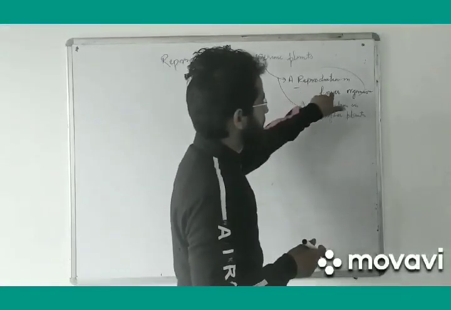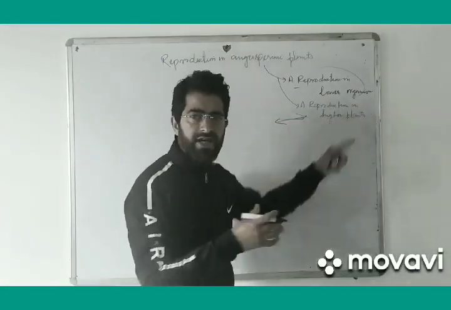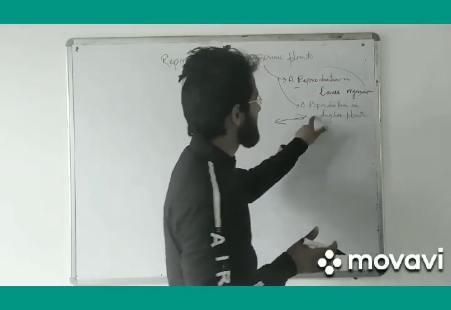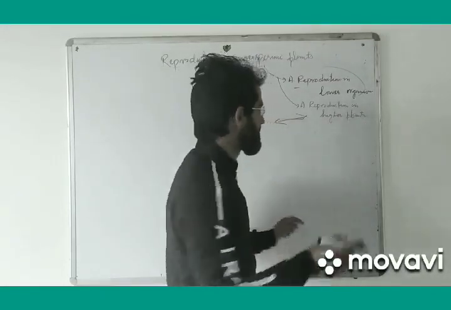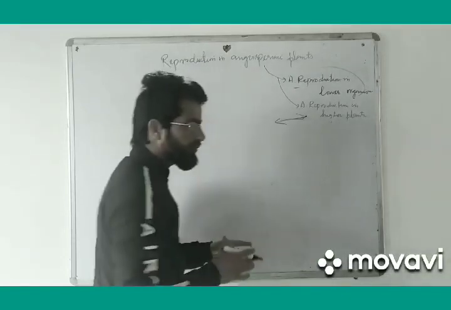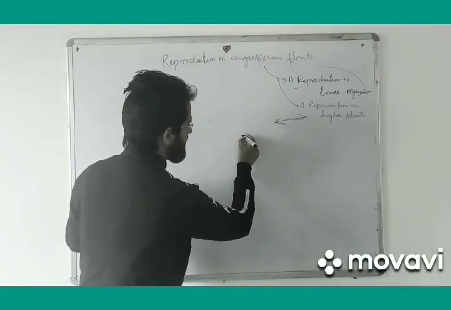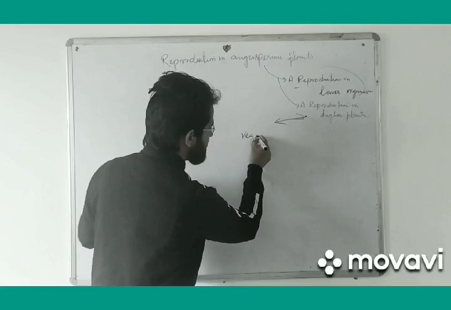We learned about asexual reproduction in lower organisms and different modes. Now we'll discuss asexual reproduction in higher organisms, that are plants. In higher organisms, asexual reproduction is achieved by means of vegetative propagation.